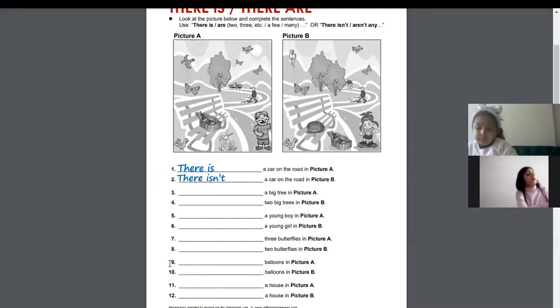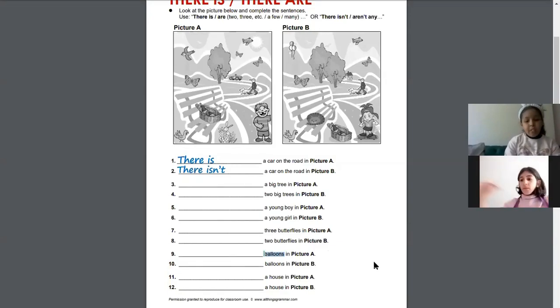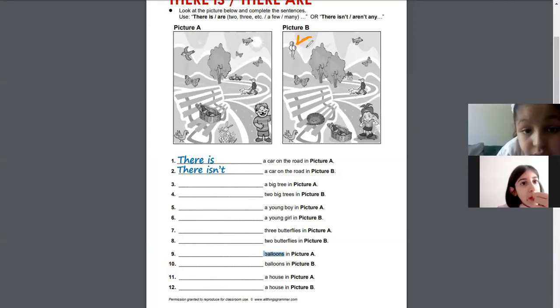Uthman, read number 9, please. Balloons in picture. So look at picture B, Uthman. This is the balloon. So we have no balloons in picture A, but we have balloons in picture B, right? So this is how we're going to write it.